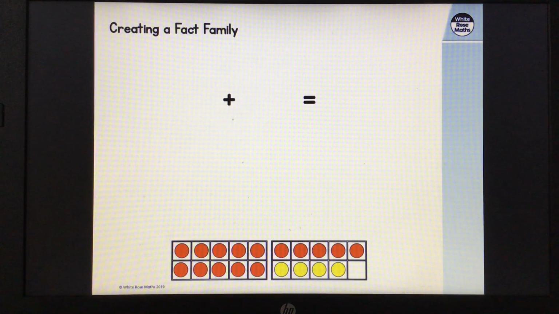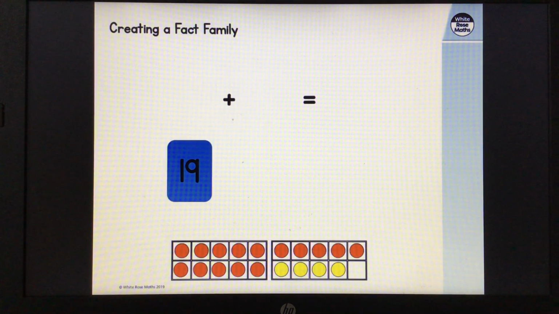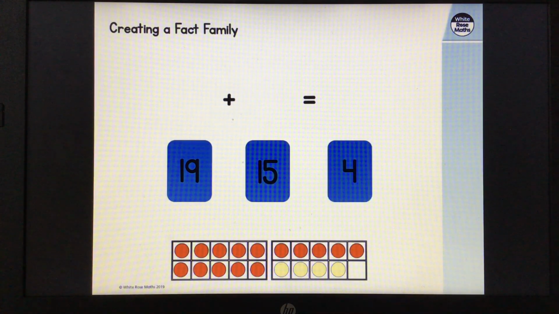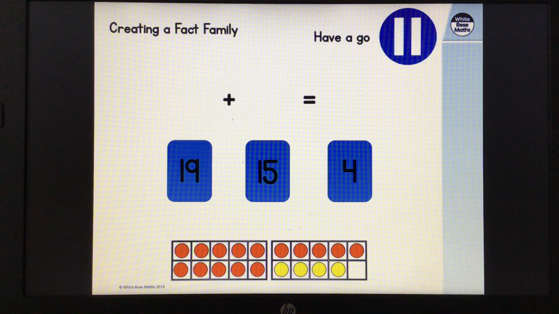Creating a fact family. Fact families are made from 3 numbers. In this case, we've got the whole, 19, the red counters, 15, and the yellow counters, 4. We're going to slide these number cards into this number sentence. Pause the video here to have a go at putting it into your own number sentence. If you've not got number cards, post-it notes would be great for this.